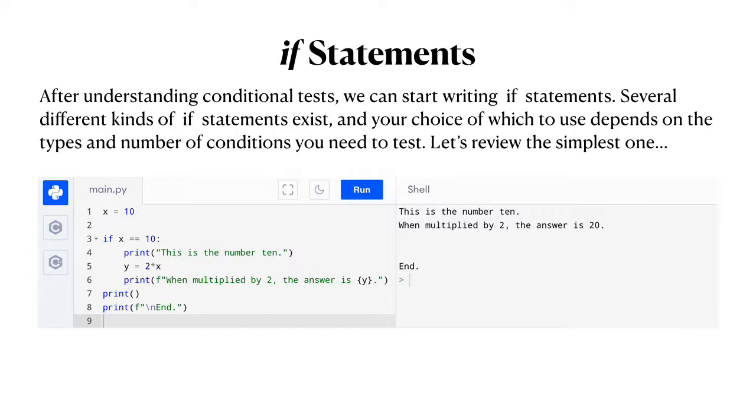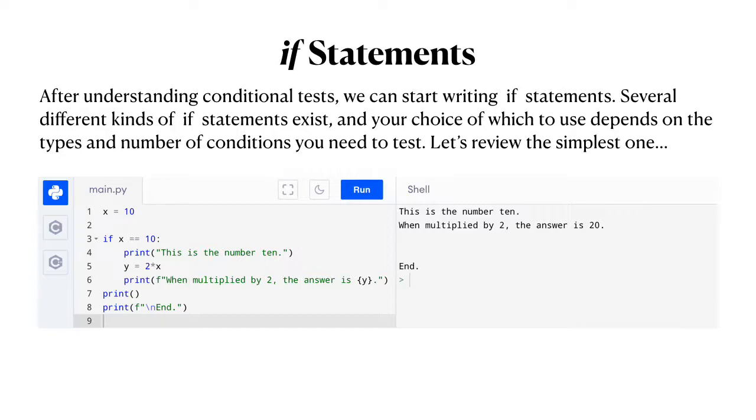Okay? So what if this is false? What if x is not equal to 10? Then Python will not perform those commands, yet it will still write end. Because line 7 and line 8, where Python will print a blank line and the word end, are independent of the if statement of line 3. Okay? I hope that's clear.